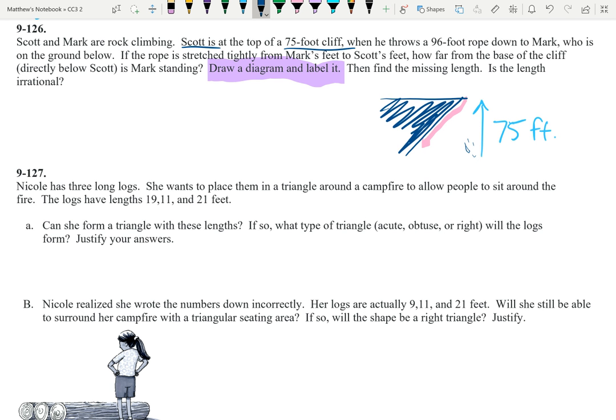All right. And it's a 96-foot rope that goes all the way down the side of the cliff and lands right here at Mark's feet. There's Mark. Here's Scott, who just threw it over the edge.